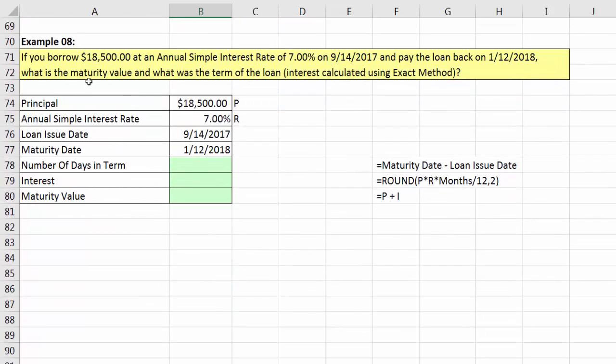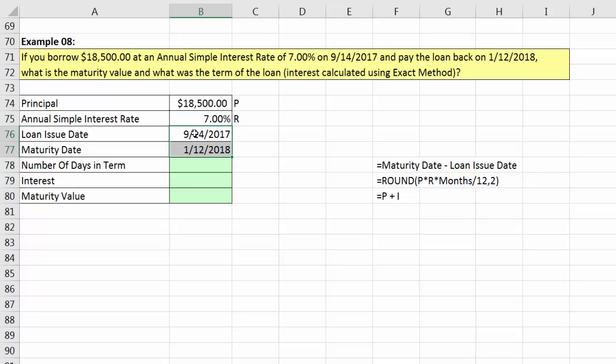Example 8. If you borrow $18,500 at an annual simple rate of 7% on 9/14/2017, and you pay the loan back on 1/12/2018, what is the maturity value and what was the term of the loan? Interest calculated using the exact method. Well, we listed our principal and our annual simple interest rate. We are missing the term, but no problem.